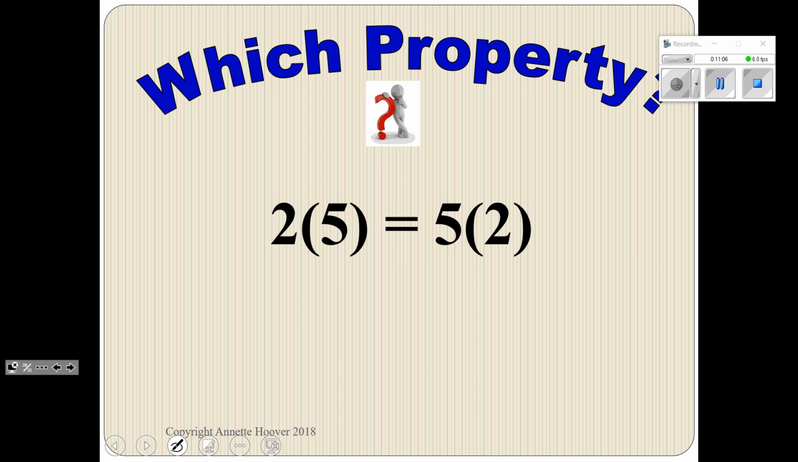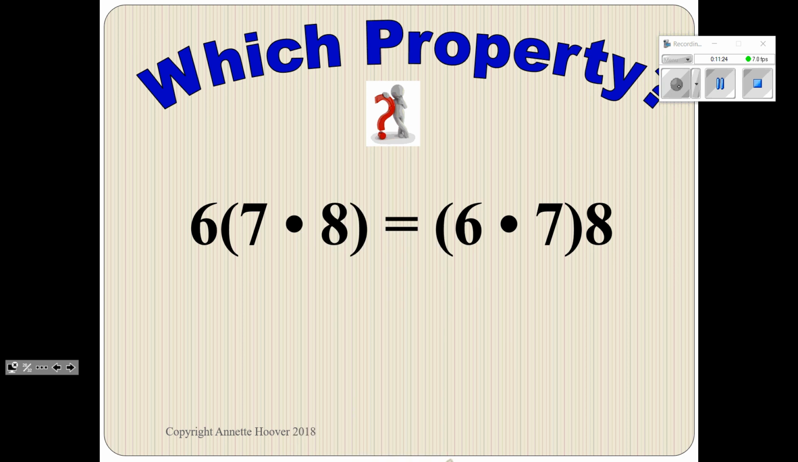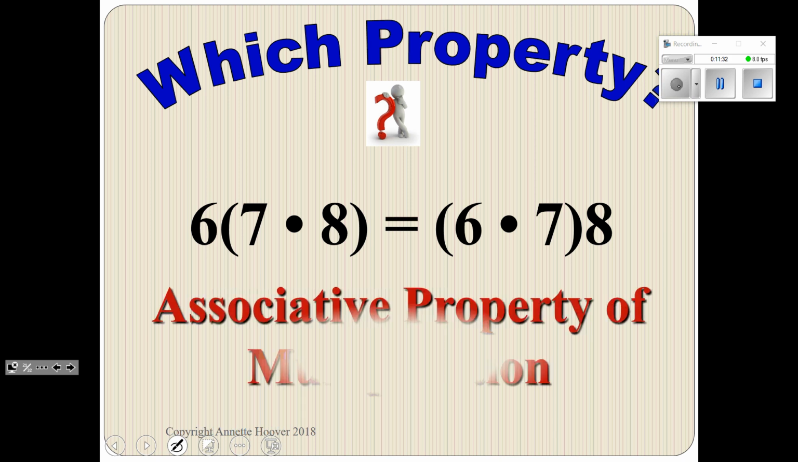Here we have 2 times 5. We flipped it. 5 times 2. It was just like the last one, but we got rid of the dot in between. We have the understood multiplication operation that takes place between those two numbers. So again, that is the commutative property of multiplication. It just looks different because I got rid of the dot. Here we have multiplication with parentheses. We've changed the grouping. Parentheses and grouping is the associative property of multiplication.